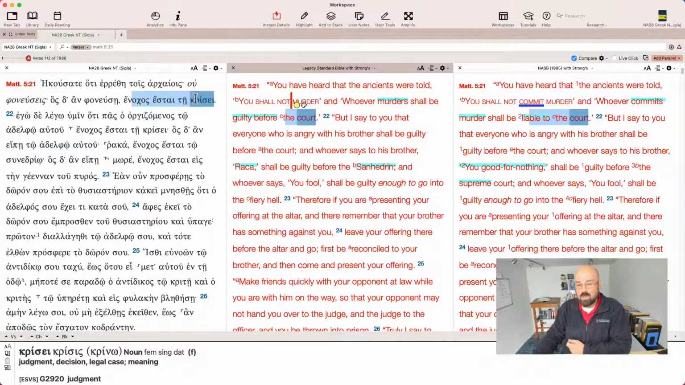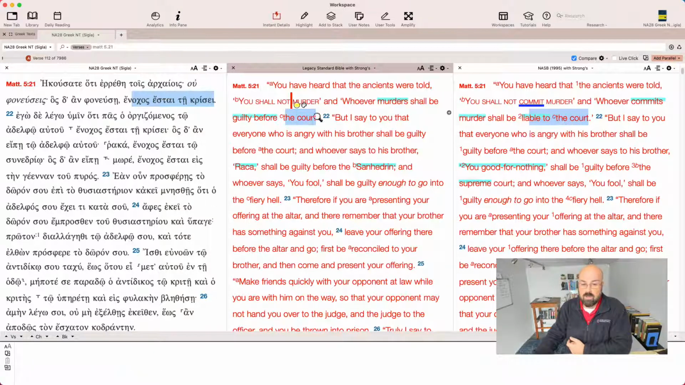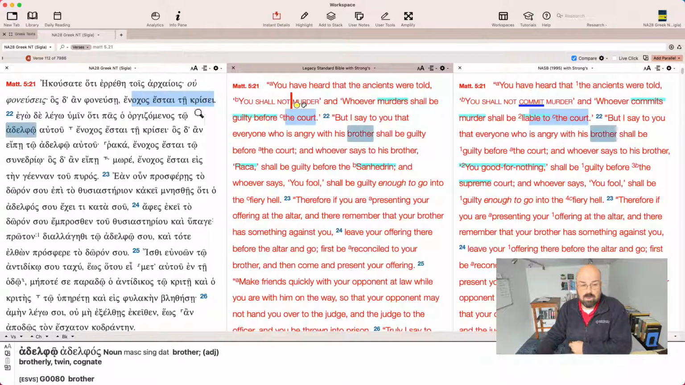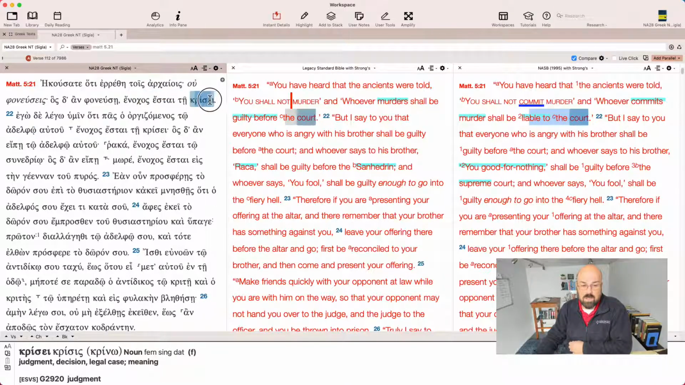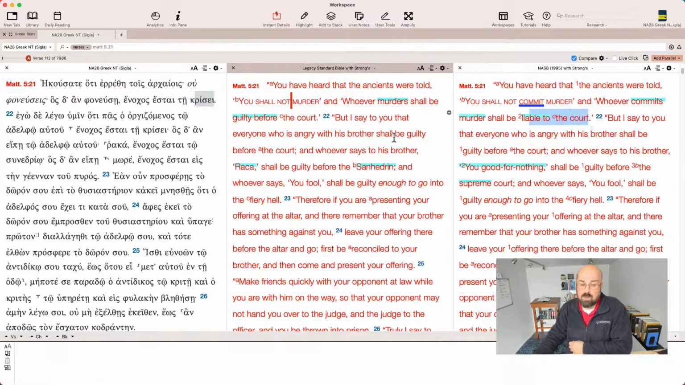So on the one hand, judgment is really the meaning here, and if we look, we don't have a comment there. I thought we'd see a literal meaning of that. Literal meaning would be judgment. But I say to you, everyone who is angry with his brother shall be guilty before the court, and whoever says to his brother, Raka.